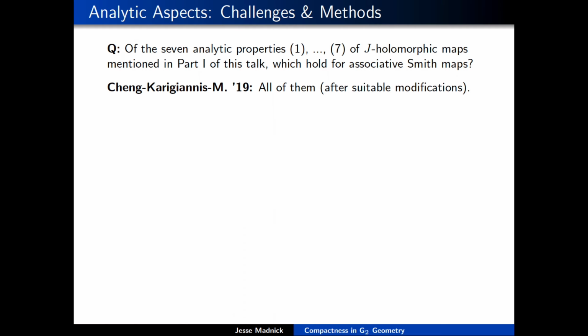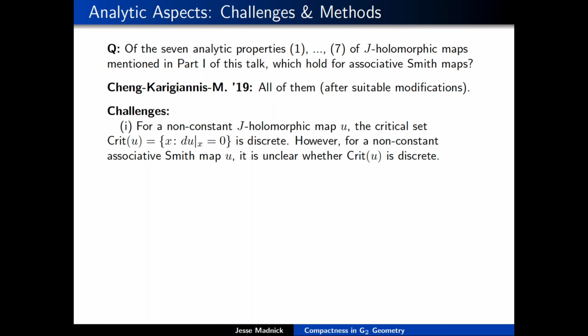to what extent do the analytic features of J-holomorphic maps generalize to the Smith setting? We discussed in part 1 7 analytic properties of J-holomorphic maps that are very important to symplectic geometry. And you can ask which of these are true for, let's say, associative or Cayley-Smith maps. And we've shown that, in fact, all of them are true after some suitable modifications that I will describe. Now you might think, oh great, like, how hard could this be? Certainly that's what I was thinking in the beginning of this project. We'll just take the proofs in the J-holomorphic map case and just carry them over and everything will go fine.